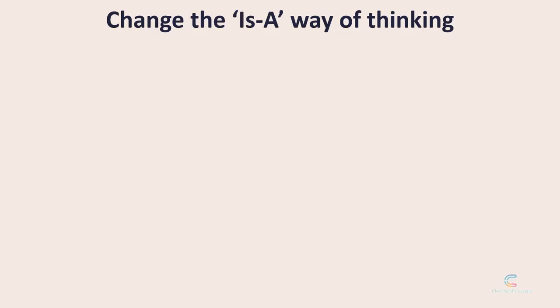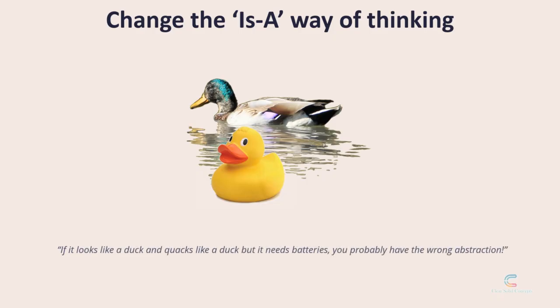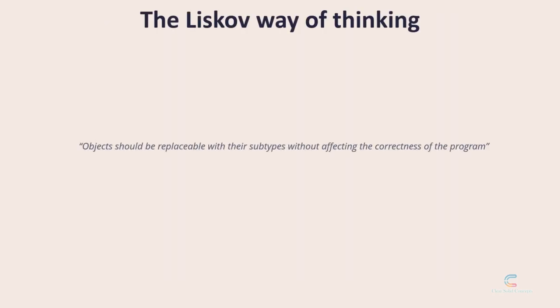This is a line often associated with the Liskov substitution principle. If it looks like a duck and quacks like a duck, but it needs batteries, you probably have the wrong abstraction. Instead, the Liskov way of thinking should be objects should be replaceable with their subtypes without affecting the correctness of the program. Don't worry if you don't understand this completely now. This was just a very high-level introduction. Let's move on to the next session where this principle will be explained in much more detail.